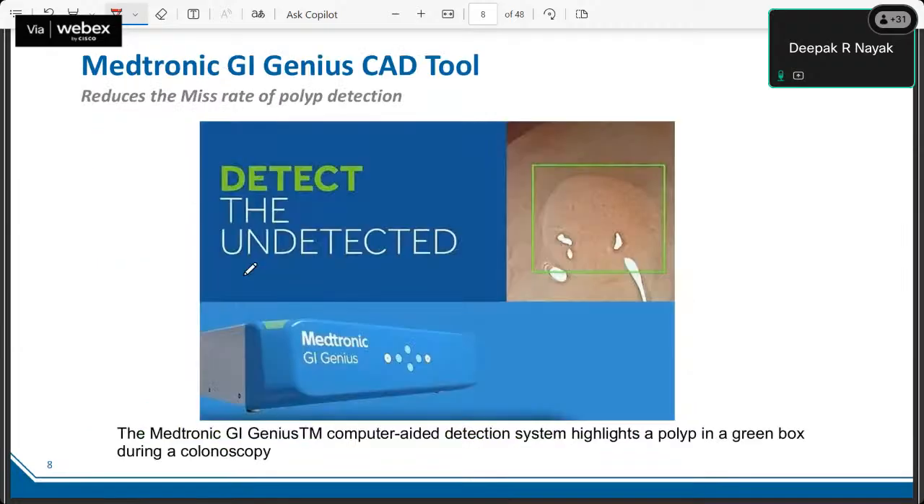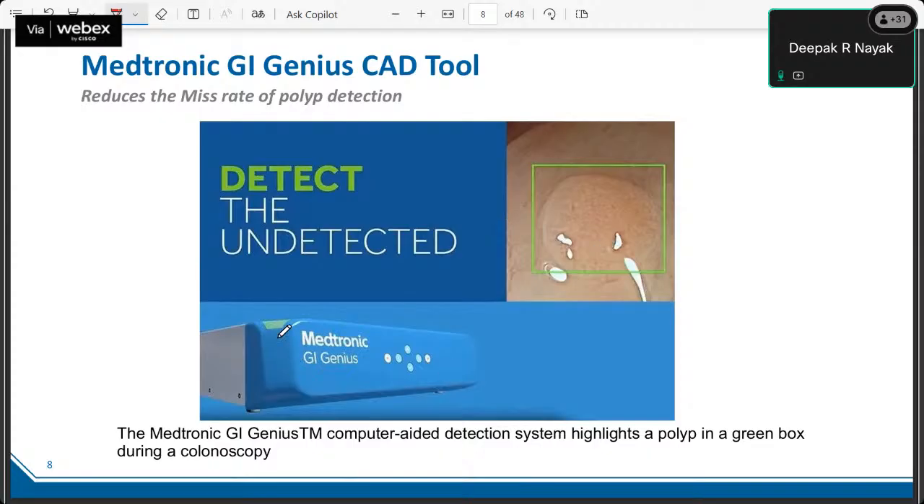Yes, there are a few companies who have started working on this, and there is one product known as Medtronic GI Genius, right? You can see over here, this is a flat polyp, right? It is very difficult to detect this kind of polyp. If you look at the texture, it looks very similar to the background. So that is why it is sometimes very, very difficult to identify the polyps.